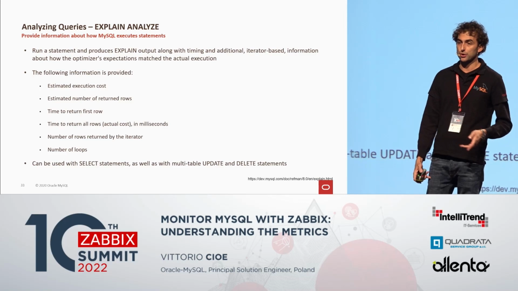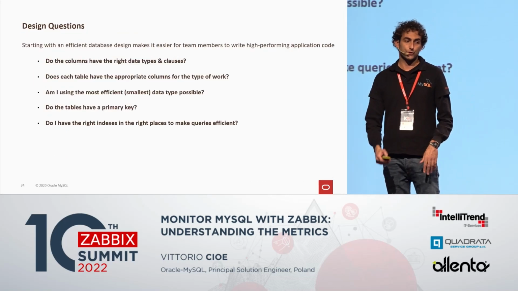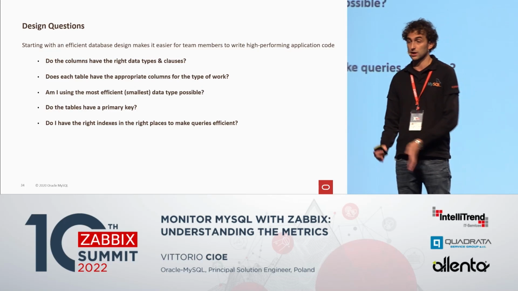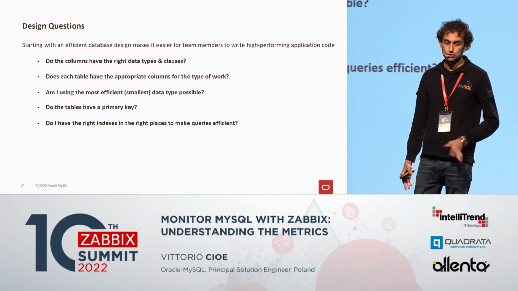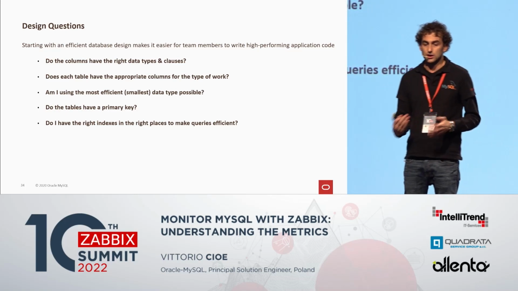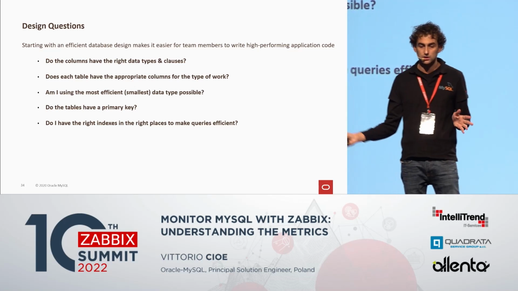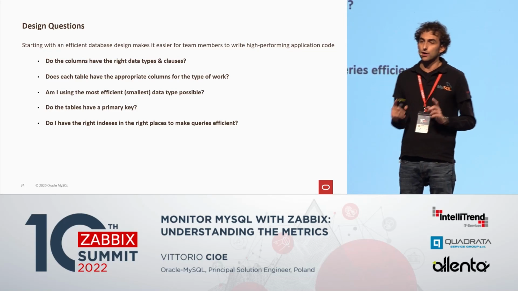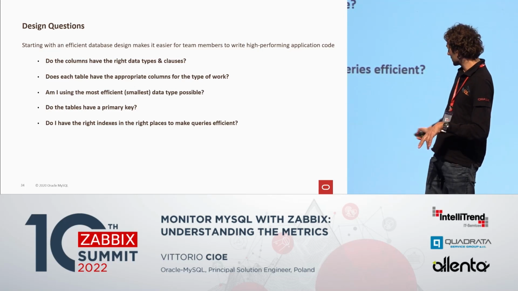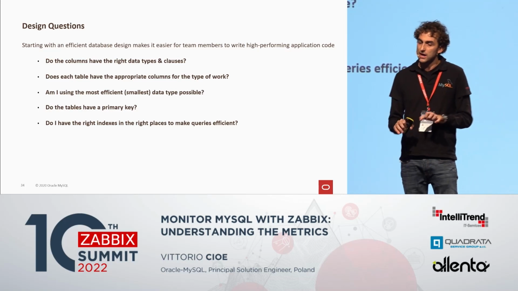Anyway, when we are speaking about query performance, before showing what Zabbix can monitor, we have to do some further consideration. First, very often if I'm using a third-party application, I don't have control over the queries which an application is running, but when I have control, I should ask myself those questions. Am I using the right data types and clauses? Does each table have the appropriate column? Am I using the minimum length possible? Does the table have a primary key? Because very often that comes down to being important. And is the table indexed properly? This thing about indexes I can use also with some third-party applications. Not all, but sometimes the DBA can do some magic.